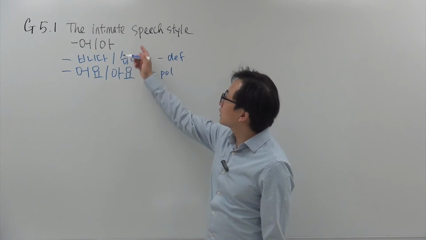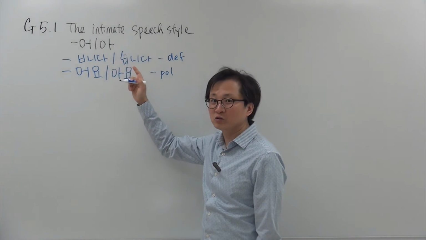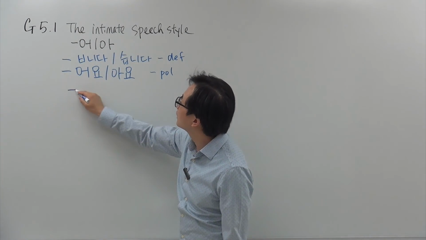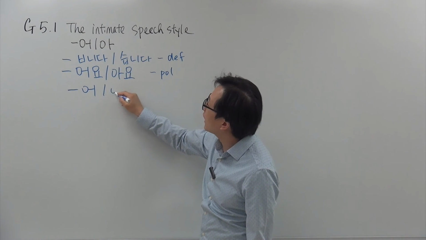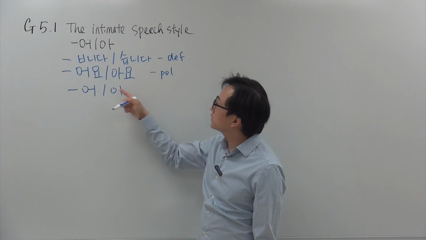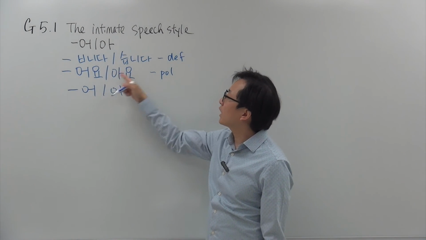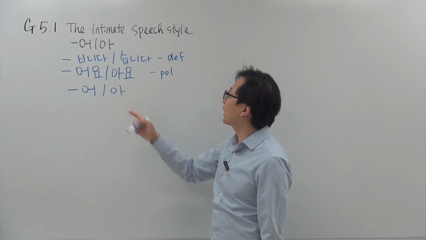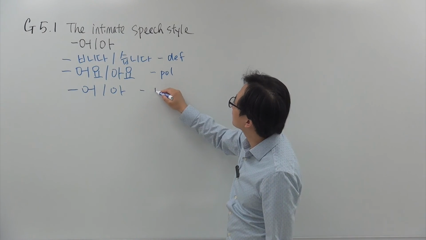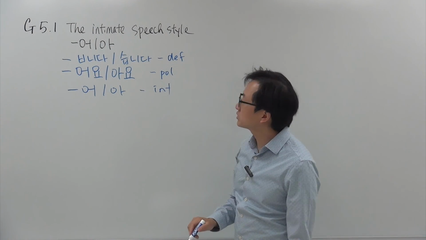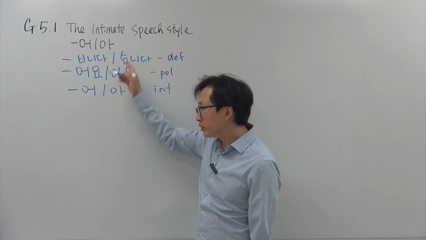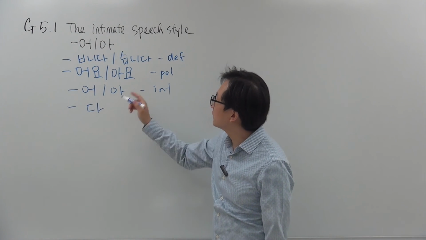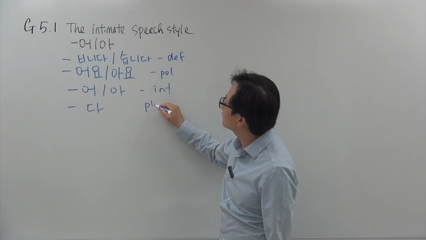So today, I want to introduce you to another sentence style, which is intimate speech style. So as you can see here, if you take 요 out of this 어요, 아요 style, then you can just get 어, 아 style. Okay, so let's call this intimate speech style. We have one more speech style, like 다 style. This is called plain speech style.